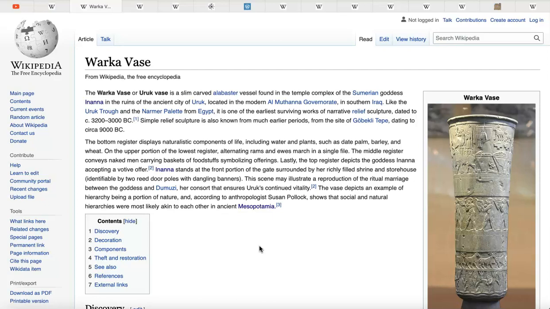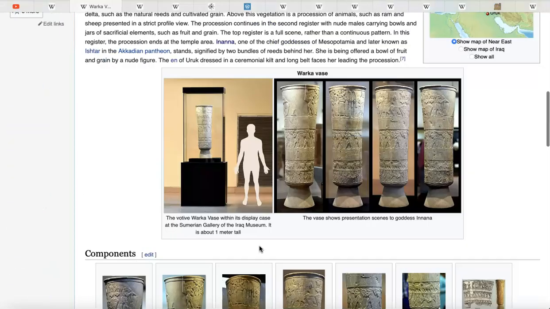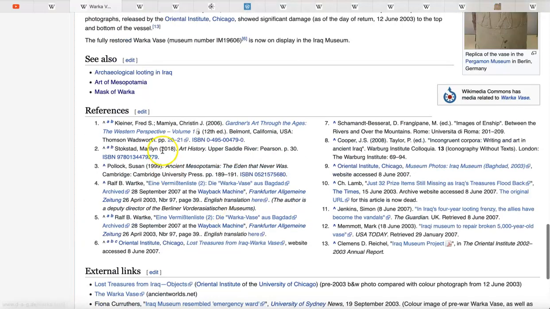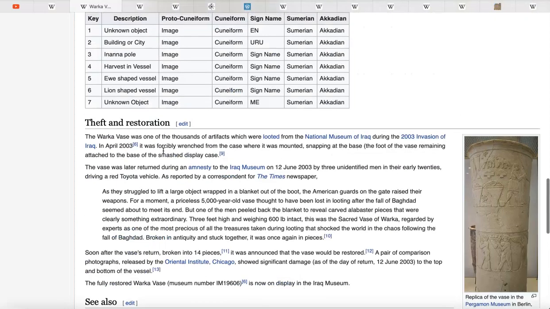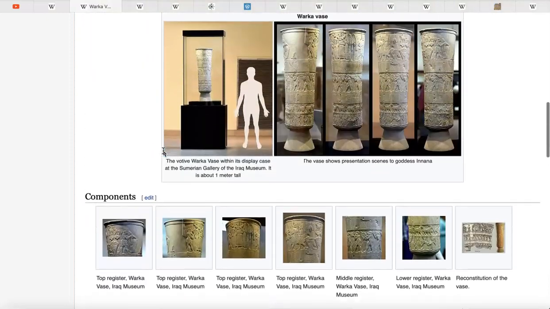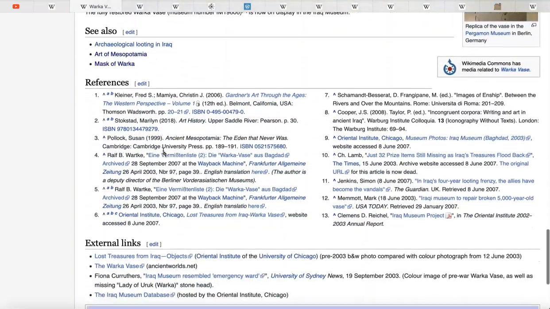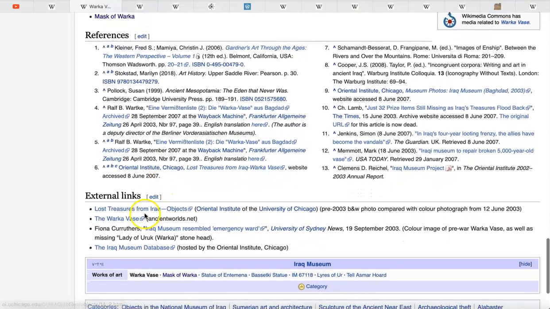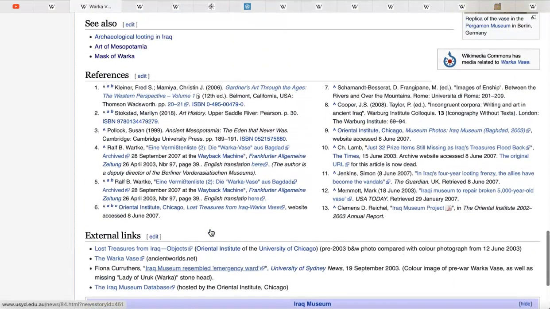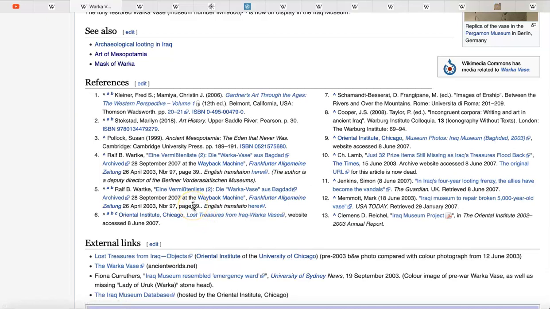If you are interested in learning more about whatever I'm talking about in any of my videos where I use Wikipedia pages to aid in my discussion, you scroll down here to the references part. Because I know people say all kinds of stuff about Wikipedia, and some of it I agree with. But one thing they do is provide references and external links, and if you click on these, if it happens to be an online source, there it is.